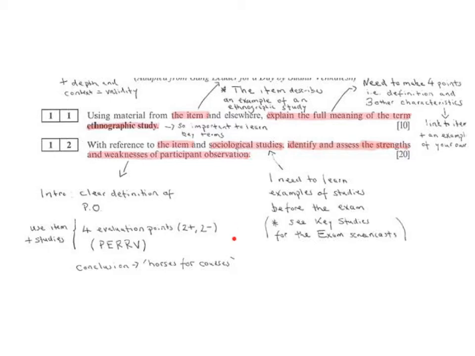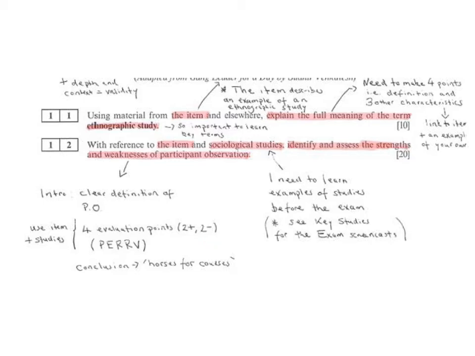In the main body of my mini essay question, I'll try to make around about 4 evaluation points, and for this question, where I've got to look at the strengths and the weaknesses, I'd probably be thinking of identifying and describing 2 strengths and then 2 weaknesses of participant observation.